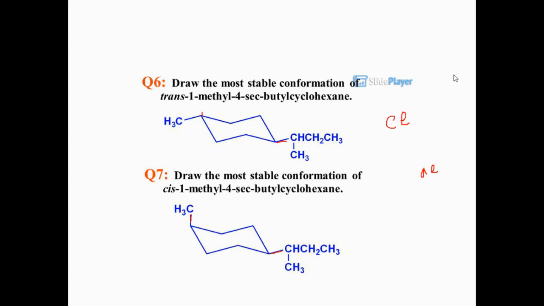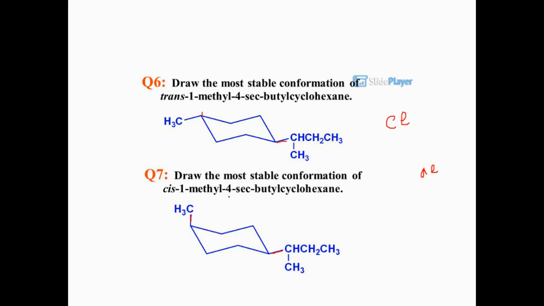Next, draw the most stable conformation of trans 1-methyl-4-secondary-butylcyclohexane. The substituents here are a methyl group and a secondary butyl group. Trans means equatorial-equatorial at the 1,4 positions, which is the most stable trans form of 1,4-disubstituted cyclohexane. If this is the first carbon atom, we place the methyl group equatorial, and at the fourth carbon atom we place the secondary butyl group equatorial.